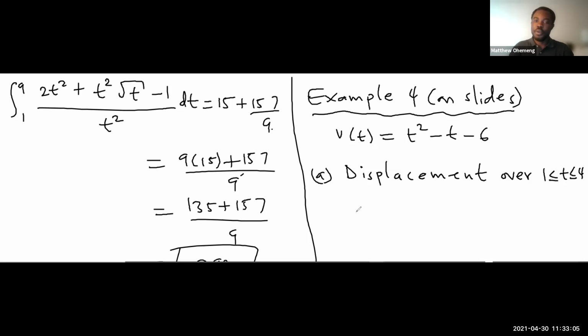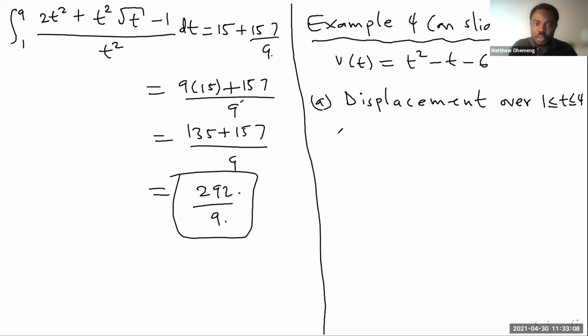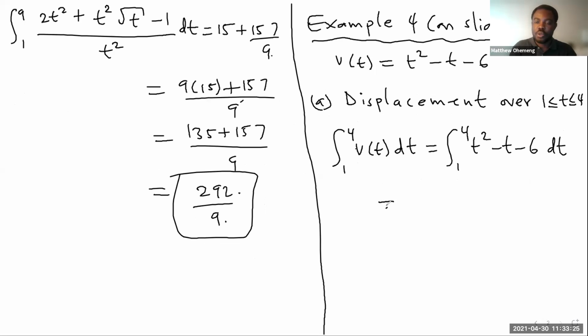Now we know that for displacement, all that we have to do is the definite integral from 1 to 4 of the velocity. That will give us the displacement, right? So that'll just be the integral from 1 to 4 of t squared minus t minus 6 dt. This function is continuous on the interval, so just get the antiderivative, evaluated at the upper limit minus evaluated at the lower limit. The first one is t cubed over 3, and then t squared over 2, and then 6t, evaluating from 1 to 4.